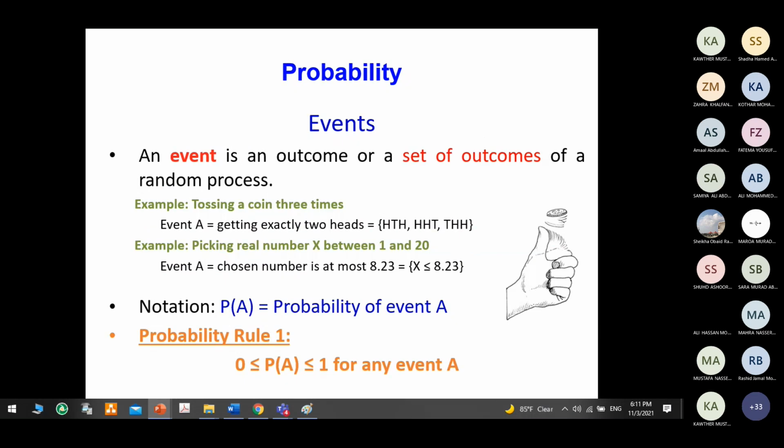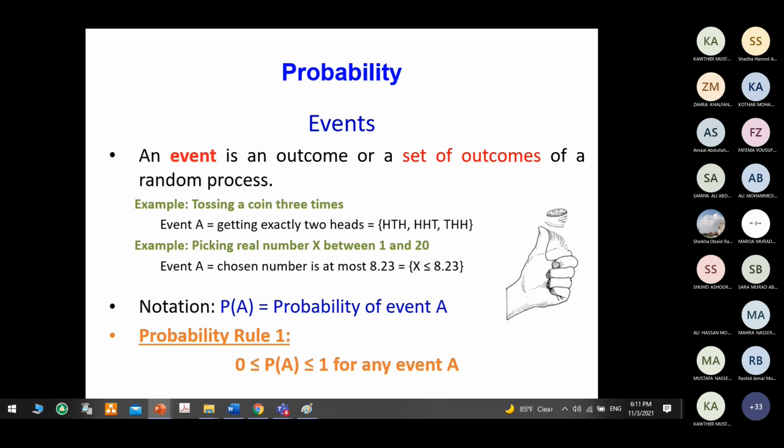So again, an event is taken from the experiment output. It could be one value, it could be a set of values, but part of the experiment output. You see here an example: tossing a coin 3 times. I toss it 3 times. The first time I get either head or tail. The second time head or tail. The third time head or tail, right?